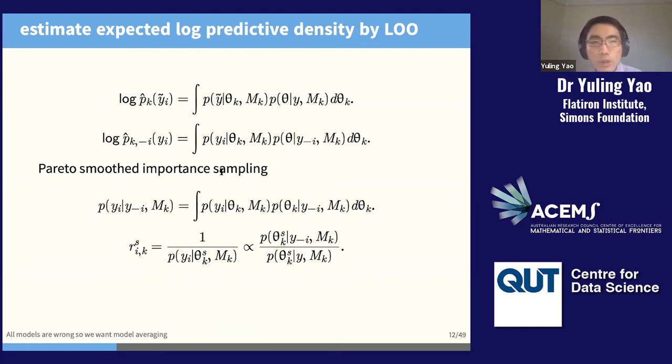So we will use the notation log p_{-i} to denote the leave-ith-data-out predictive density in the kth model. If you have K models and n data points, then you have a K times n matrix of these leave-one-out predictive densities. It's also fast using Pareto smoothed importance sampling, because you don't have to refit the model n different times. The idea is that if I delete one data point, I only change the posterior a little bit, so I don't have to refit everything. I only run importance sampling to adjust for that difference, and it's fast.